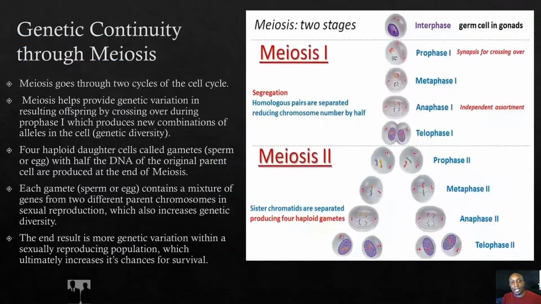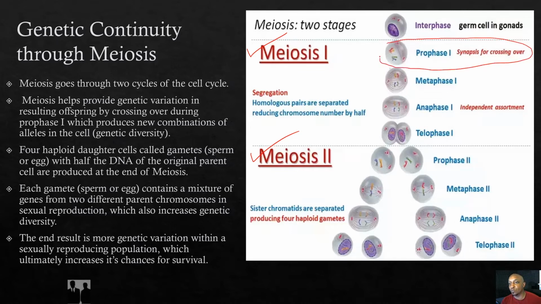Let's take a look at genetic continuity through meiosis. Meiosis goes through two cycles of the cell cycle. So here's meiosis 1, which is that first cycle, and then here's meiosis 2, which is that second cycle. And meiosis helps provide genetic variation in resulting offspring by crossing over during prophase 1, which produces new combinations of alleles, and this leads to more genetic diversity within a population.